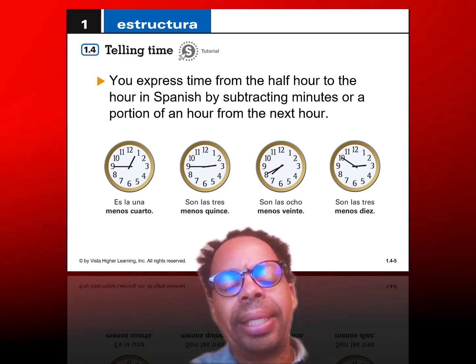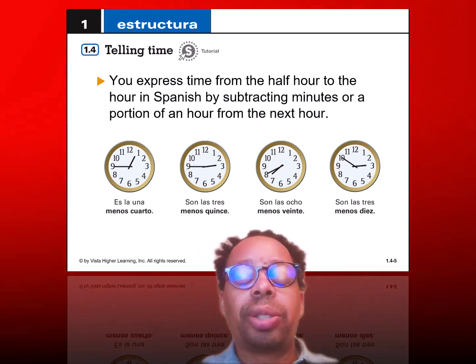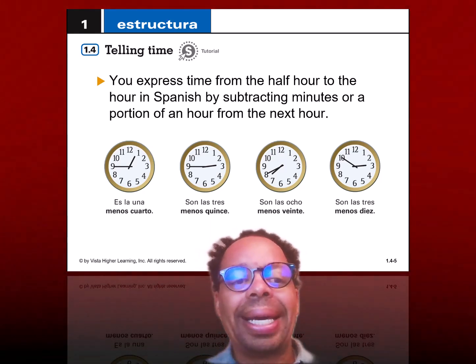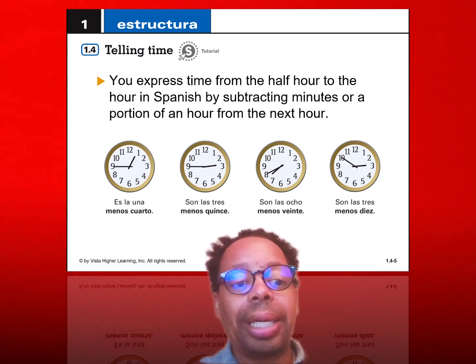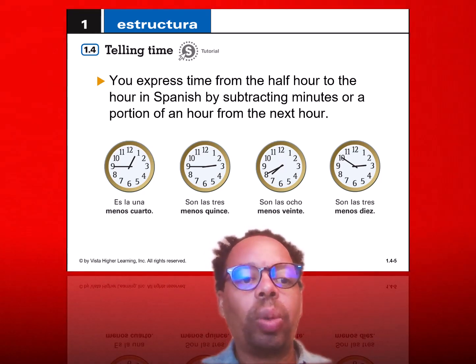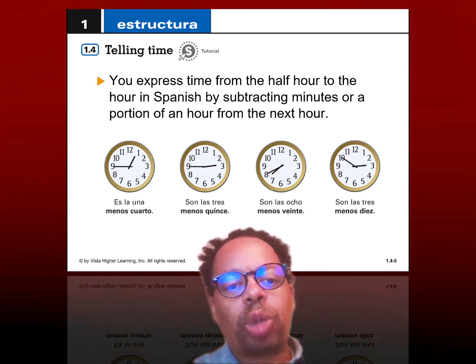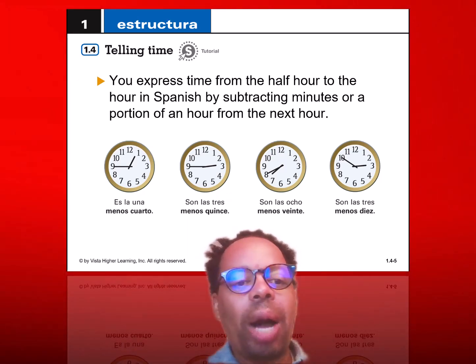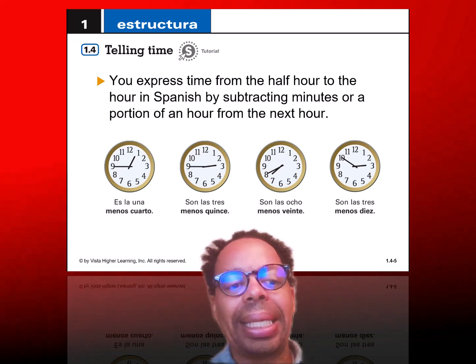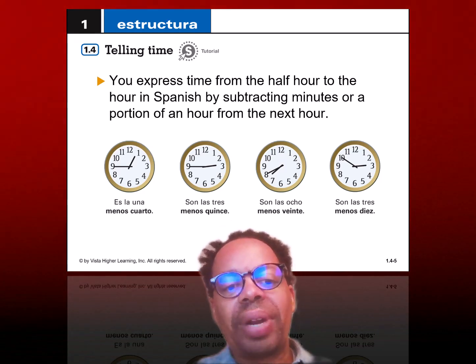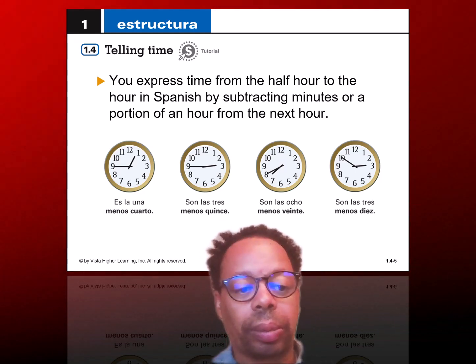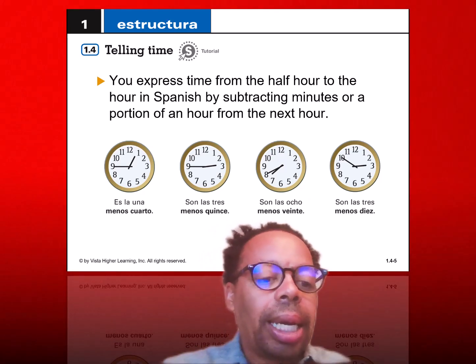We use a completely different construction. There's another video on Canvas explaining that, but this is just some reinforcement as to what that would look like. So you express time from the half hour to the hour in Spanish by subtracting the minutes or a portion of an hour from the next hour.